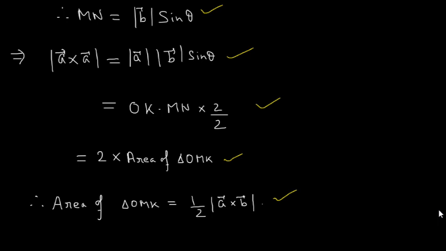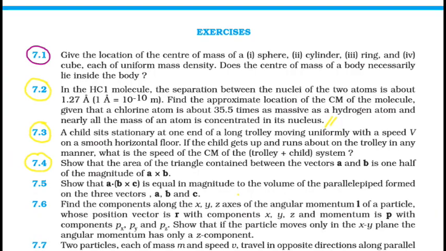Let us see the next sum. Now let us see question number 7.5. Show that A dot B cross C is equal to the magnitude of the volume of a parallelepiped formed on the three vectors A, B and C. Let us see the solution.